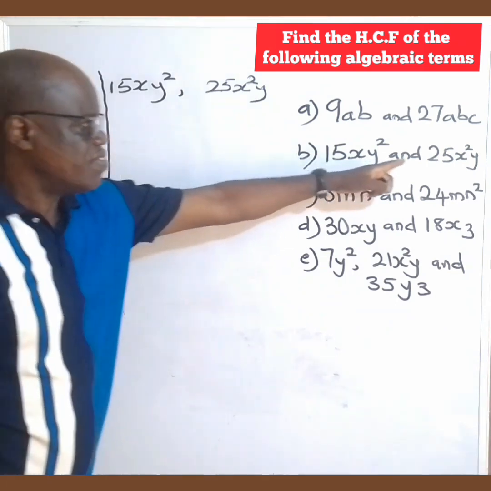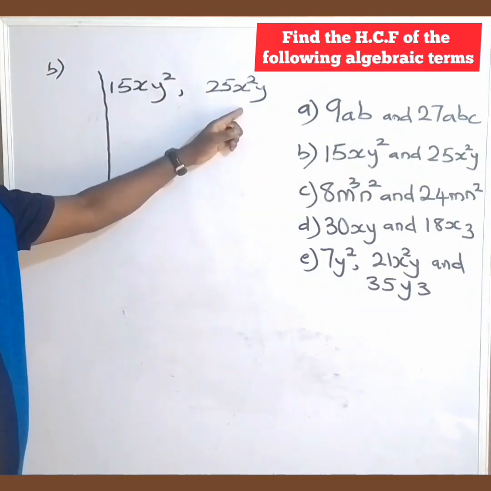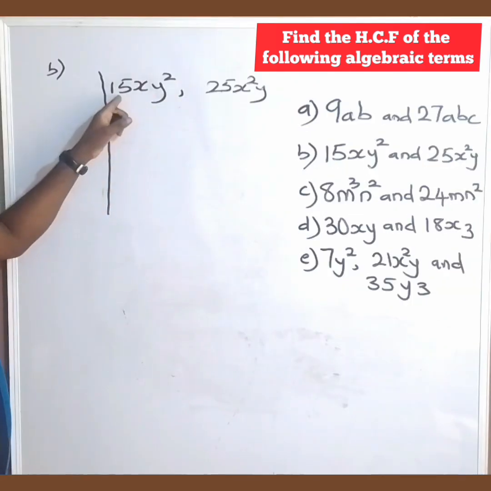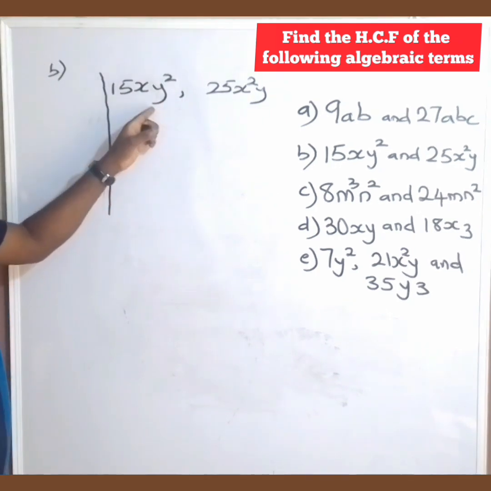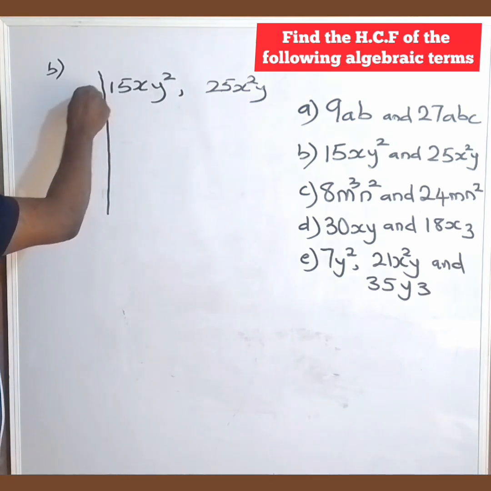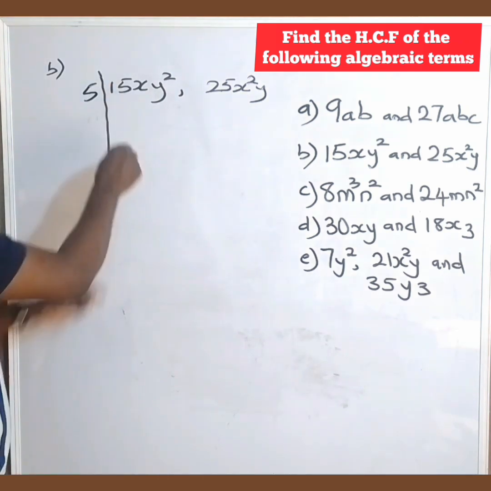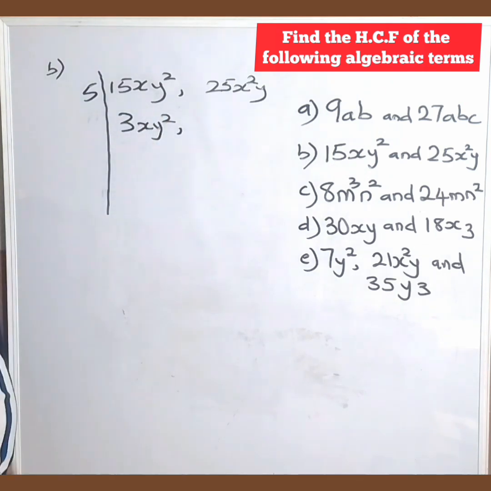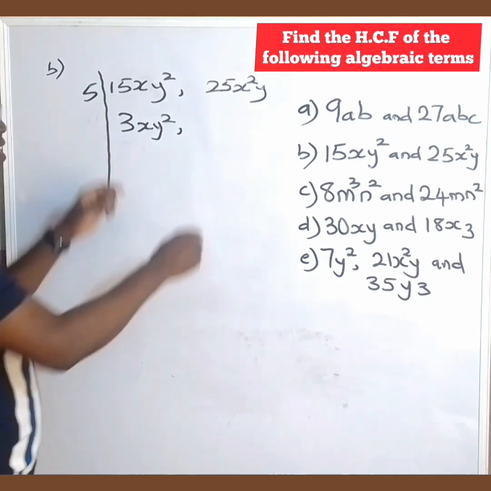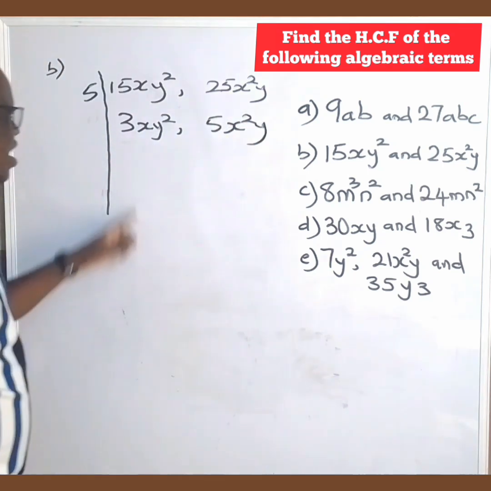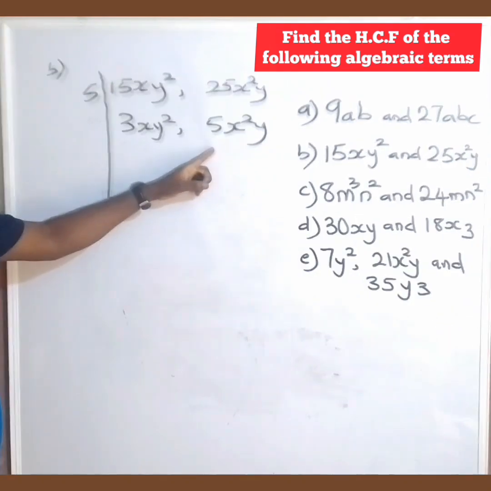I've written down this here. Now which number can go exactly into 15 and 25? First of all, settle with the numbers before you come back to the letters. So we have 15, 25. 5 can go exactly into 15. How many times? 3. Now 25 divided by 5, that's 5. So there's no other number that can go exactly again.